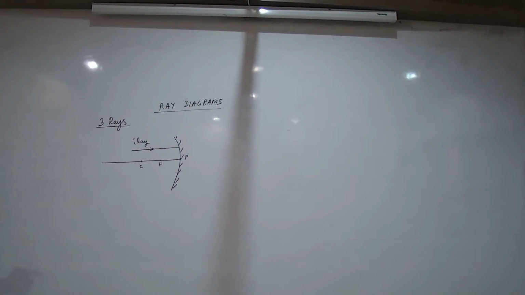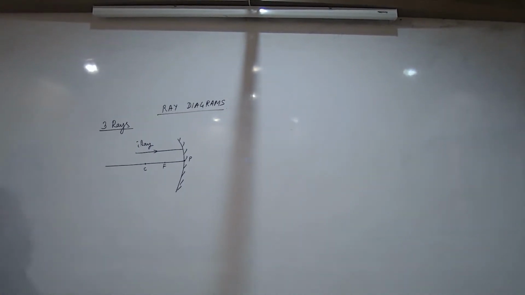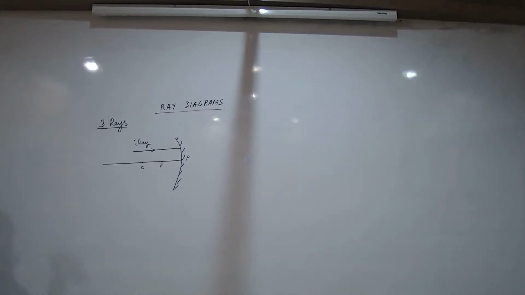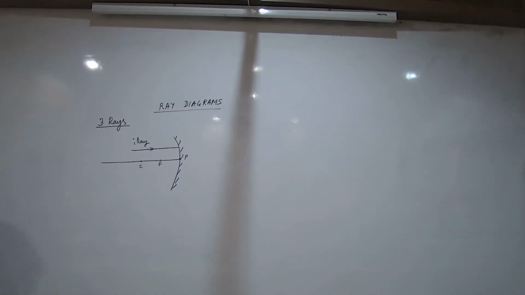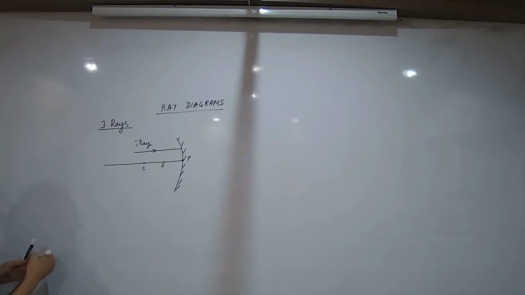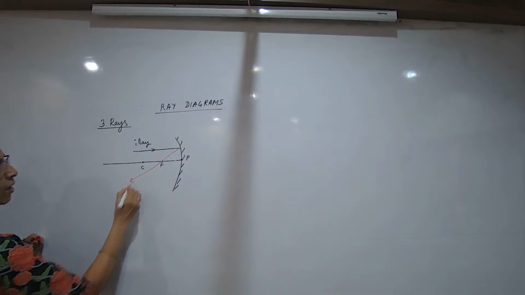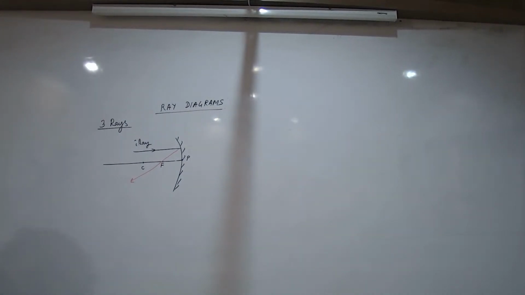Okay. Now, after reflection, what type of a mirror is this? Is it converging or diverging? Converging. It is converging. That means the rays are coming closer. So your reflected ray will pass through F. You see here.